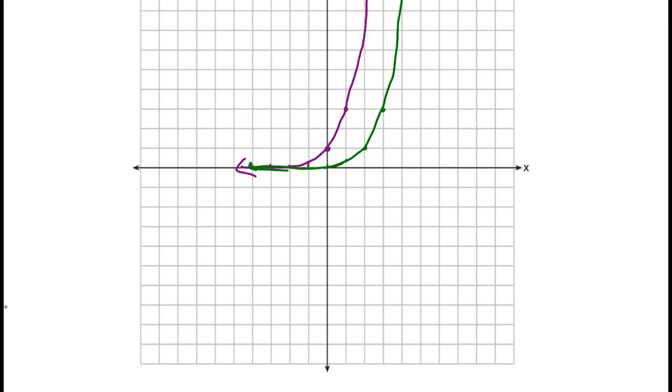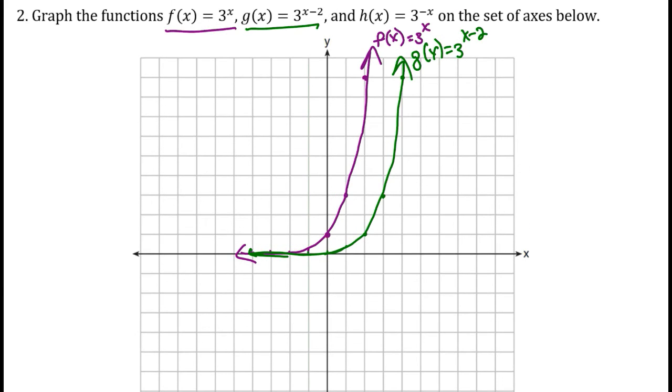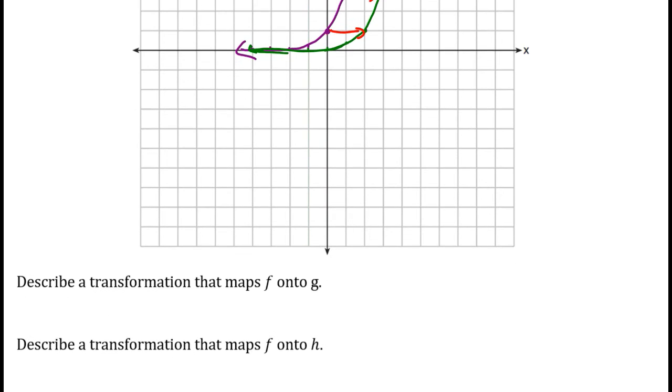I'm going to pause right now and answer this question. Describe a transformation that maps f onto g. So what takes f and maps it onto g? Think back to your geometry. What transformations? Well, it looks like I slid every point over 2 units. I shifted everything over right 2.